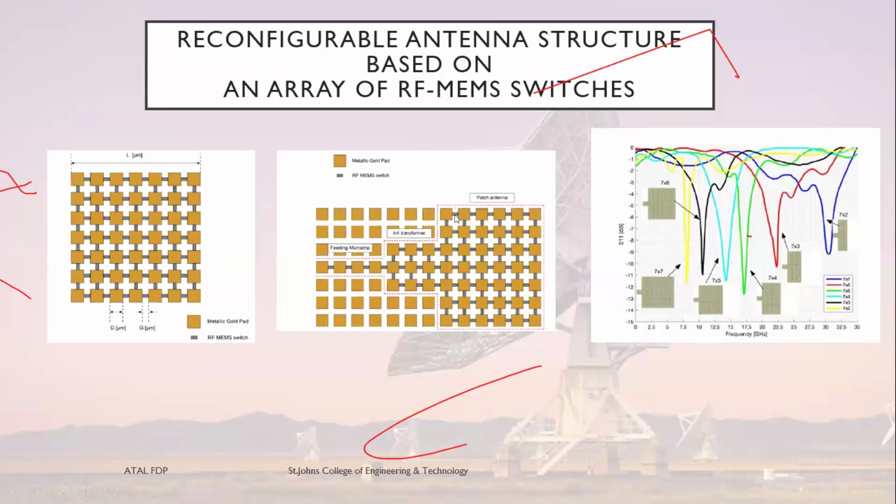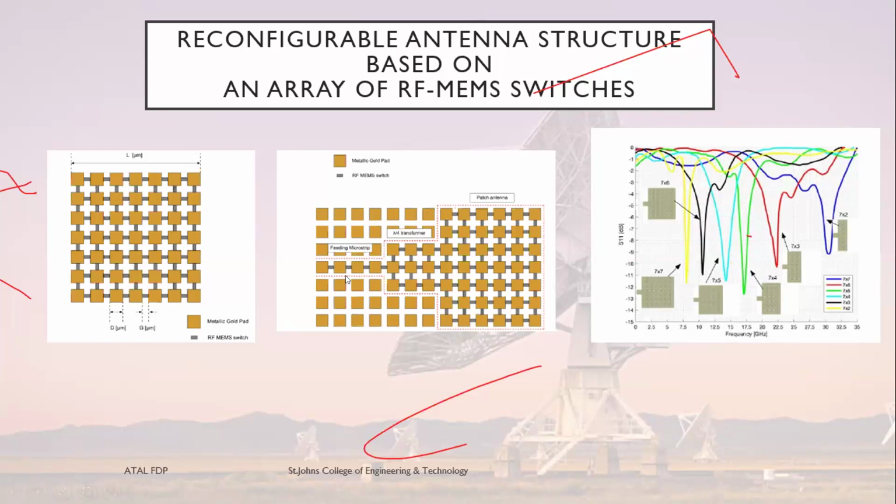Now look at this. When I use 7x7, this is actually 4 plus 3, 7x7 antenna, and some part I am using as a lambda by 4 transformer, and feeding. Can you tell me what is the use of lambda by 4 transformer? Those who are teaching EMTL or antennas. Impedance matching. Impedance matching.